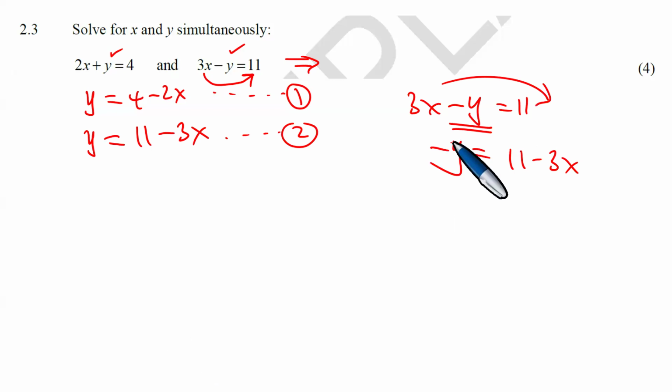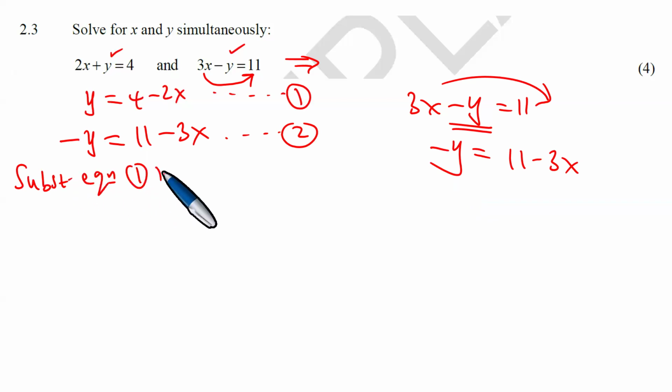The y is negative. We want a negative. Yes, definitely. We write it like a negative y, because it has the coefficient minus. It's okay like that, and we write it like that. Then what do we do? Then we substitute equation 1 into equation 2, and what do we get?